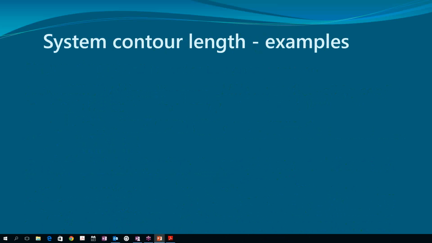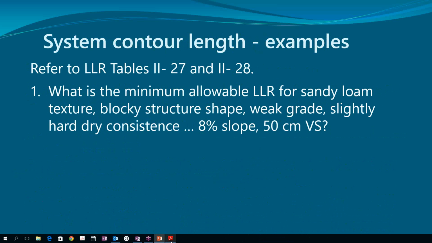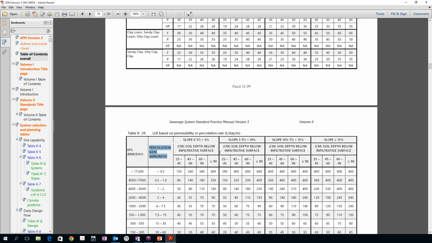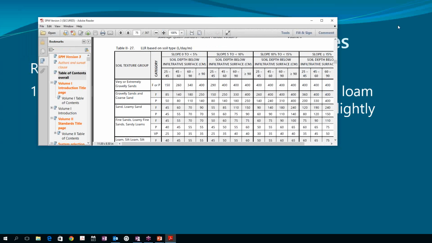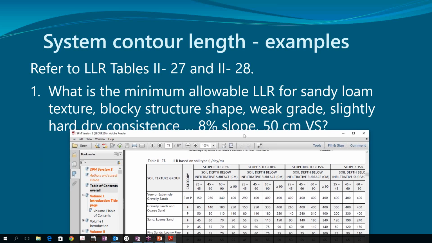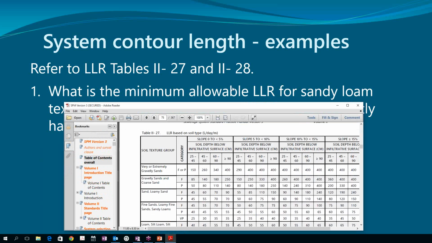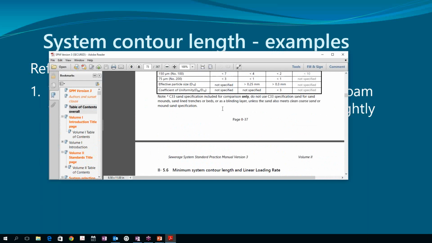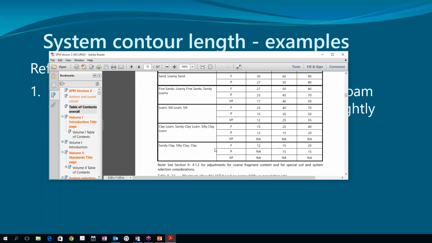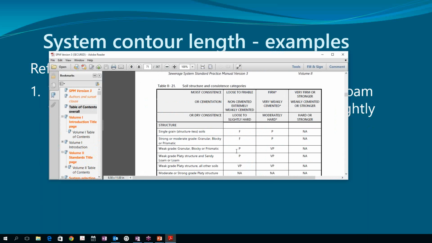A few examples. We'll look at the tables. Linear loading is the topic, and here's the data. So let's look at 227. We have to start with the structure and consistence category. For both hydraulic loading and linear loading, we have to go back to this table.